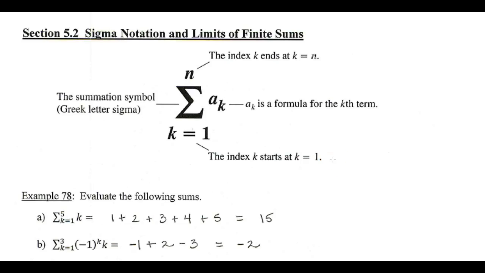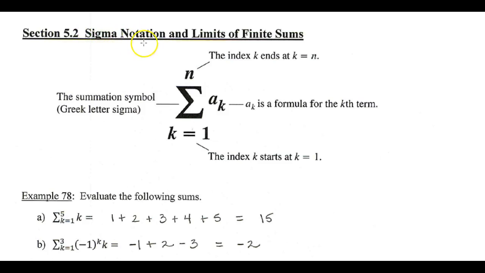We are now moving into section 5.2. Remember, chapter 5 is on integrals. Section 5.2, we're going to talk about something called sigma notation, and then we're going to take some limits from finite sums. I'm going to let the number of rectangles go to infinity, what we were just talking about. But before we do that, we need to understand this sigma notation.